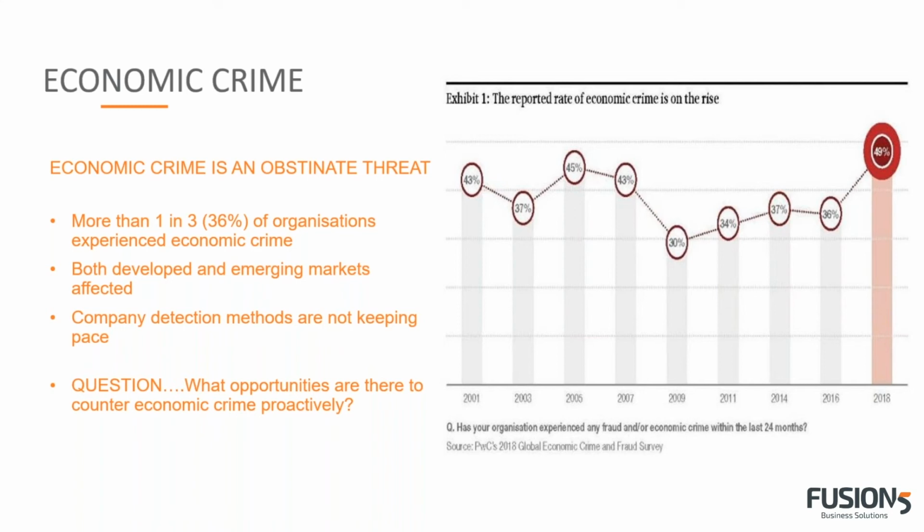So thinking about that, the bottom-line question is, what opportunities are there to counter economic crime proactively? At the end of the day, you're never going to be able to stop it. A lot of times it involves more than one person, and if a group of people inside your organisation are colluding to do something, you're not going to stop it. But what can I proactively do to control it and restrict it?